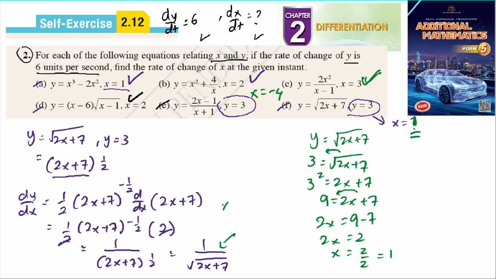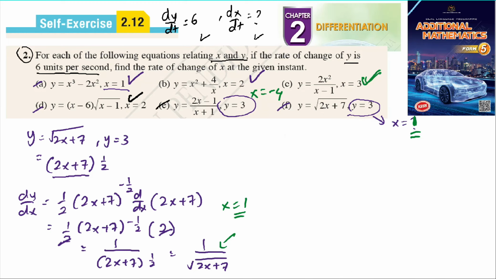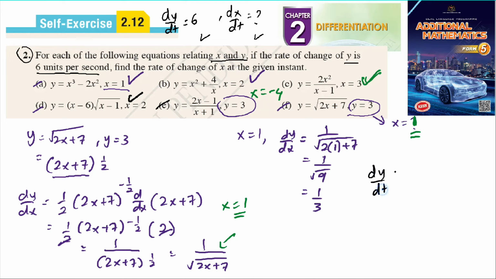Now we can substitute here, x is equal to 1. So when x is equal to 1, dy over dx is equal to 1 divided by square root of 2 times 1 plus 7, which is equal to 1 over square root of 9, which is equal to 1 over 3. So we know that dy over dt is equal to dy over dx times dx over dt. So dy over dt is 6, is equal to dy over dx. So dy over dx is 1 over 3.